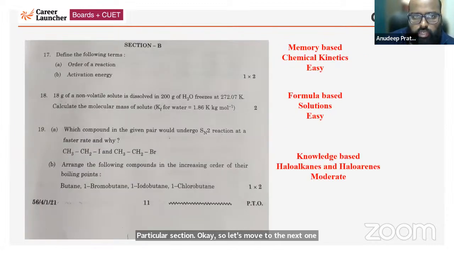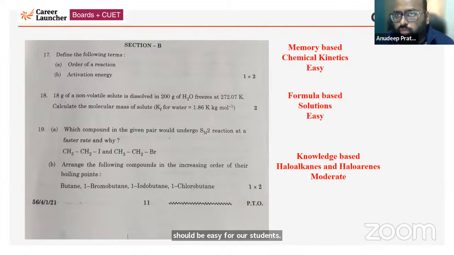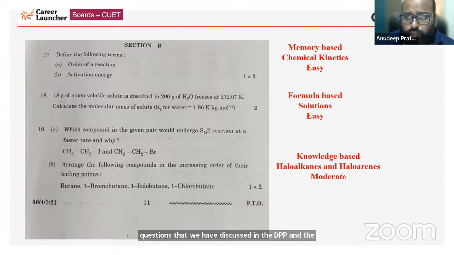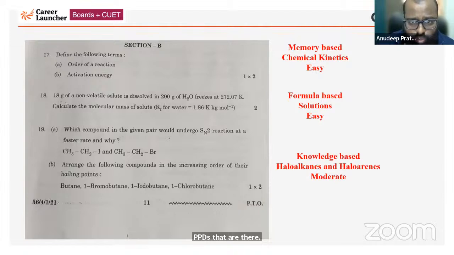So next one is section B, 2 marks questions. So first question is from chemical kinetics. He's asking the order of reaction, activation energy. Directly, he's asking the definitions. These things we have discussed a lot in our regular classes and all. So this should be easy for our students. Okay, so because all the questions are directly from the questions that we have discussed in the DPP and PPTs that are there. Okay, so again, this is a memory-based question from chemical kinetics and an easy question.